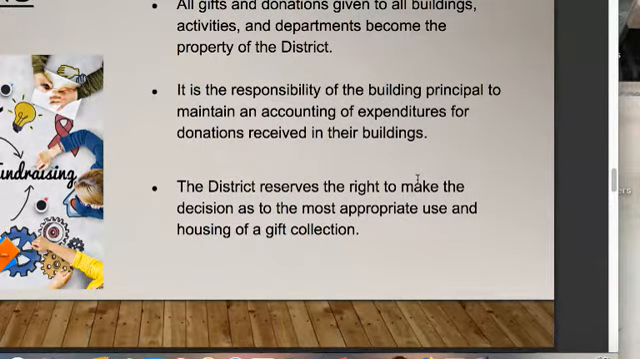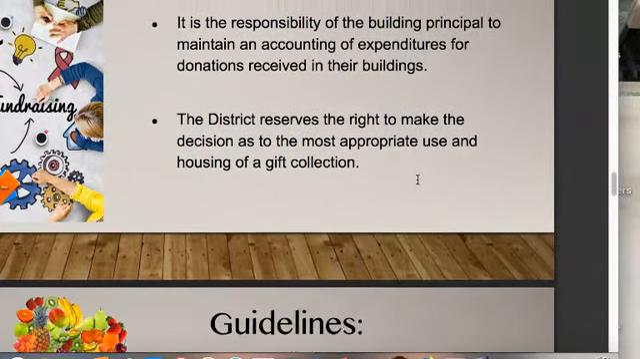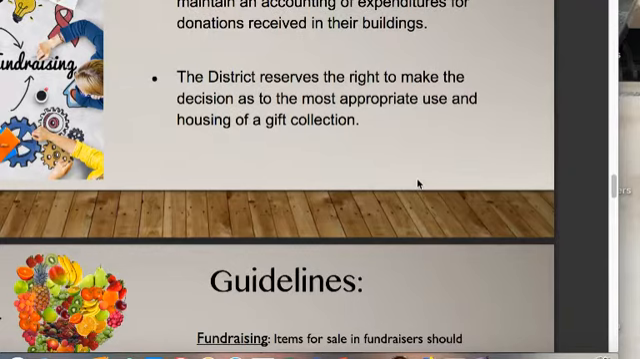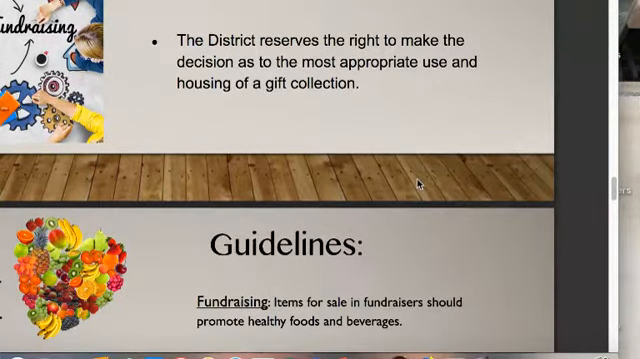Gifts and donations, so those become property of the district. We need to make sure that the donation account is connected to those gifts, that I communicate closely with the district office that we received a donation and that the correct account code is applied to that.